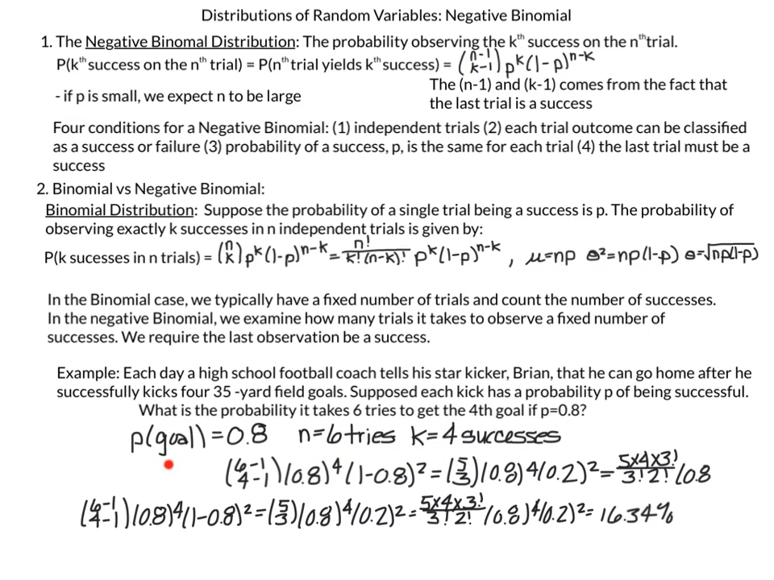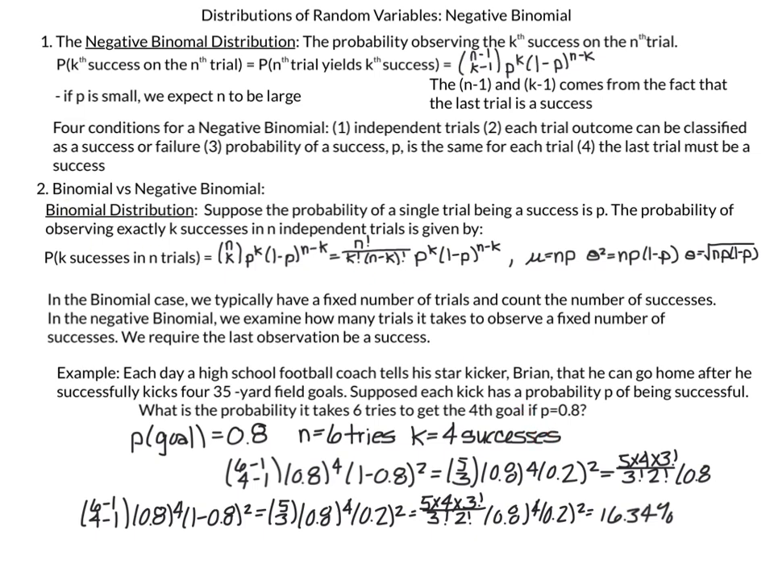Here, the probability of a goal or a success is equal to 0.8. We want to know the probability it takes 6 trials, so n equals 6. And we want the 4th goal, so we definitely want 4 successes. So it's the number of trials that varies, but we want to know the probability that n equals 6. We know we want 4 successes, so this is what makes it a negative binomial.